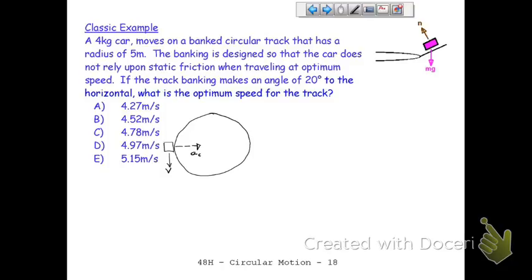But notice what it says: a 4-kilogram car, so this is 4, moves along a circular track that has a 5-meter radius, so you know that's 5 meters. The banking is designed so that the car does not rely upon static friction when traveling at optimum speed. That means there's no static friction, so we're not causing this acceleration because of the frictional force. If the track banking makes an angle of 20 degrees to the horizontal, what is the optimum speed?